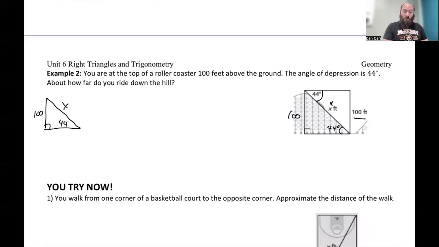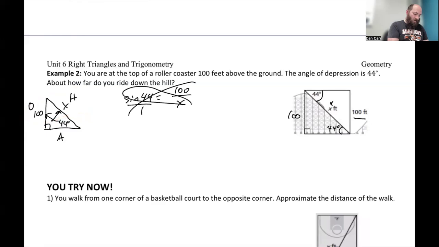Now do the same exact things we did before. We're going to label our sides. We have H from the 44 degrees here. That's going to be O, and then this is adjacent. So I'm using O and H, so I'm going to use sine. The sine of 44 is equal to the opposite, 100, divided by my hypotenuse X. Just like the previous problems, we put that over 1 and cross multiply. So X times the sine of 44 equals 100, and divide both sides by the sine of 44.